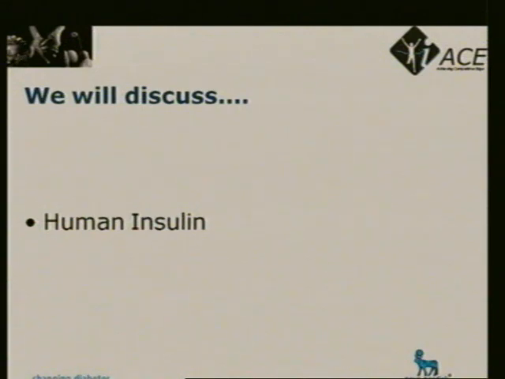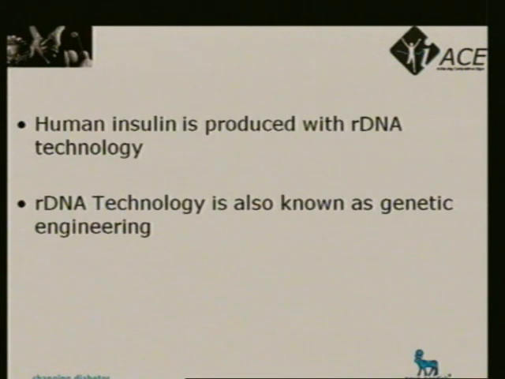So we shall next come to human insulin. We discussed in the beginning that the initial insulins that were available were bovine and porcine insulins, but they had impurities and they resulted in allergic reactions and the formation of antibodies. And that has prompted the discovery of human insulin, which is produced by recombinant DNA technology.